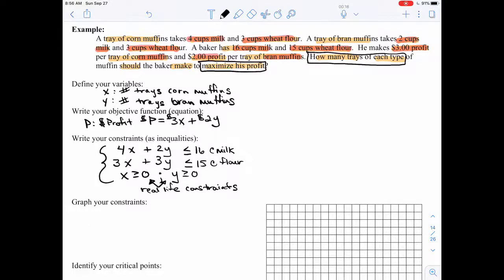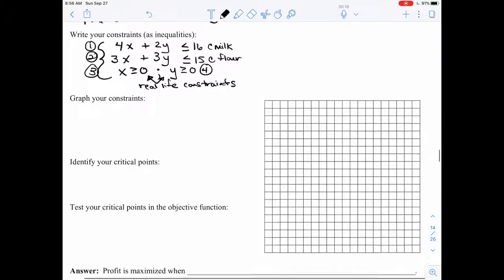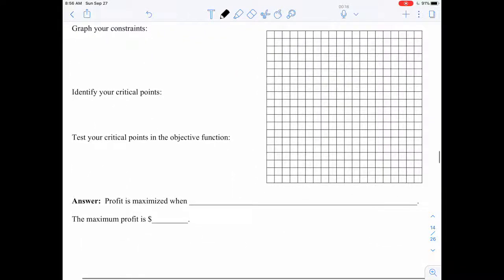Now we are going to carefully graph those. I'm going to label them 1, 2, 3, and 4. Notice that there isn't a coordinate plane in this example. Well, that is because of our real-life constraints. We can add for our x value, our number of trays of corn muffins, we know we have to be bigger than 0.